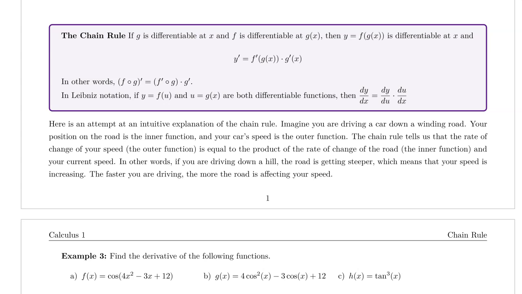In other words, if you're driving down a hill, the road is getting steeper, which means that your speed is increasing. The faster you are driving, the more the road is affecting your speed. So, here's essentially how we take the derivative of a composite function. We take the derivative of the outer function and leave the inner function the same, and then we multiply it by the derivative of the inner function. So let's look at an example of that.